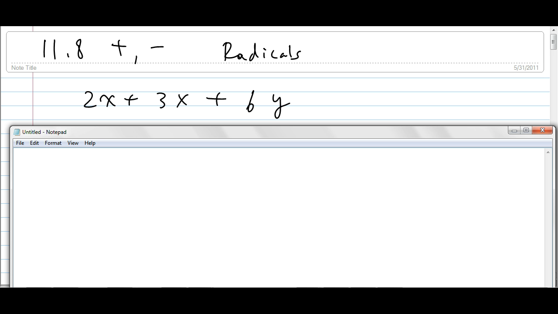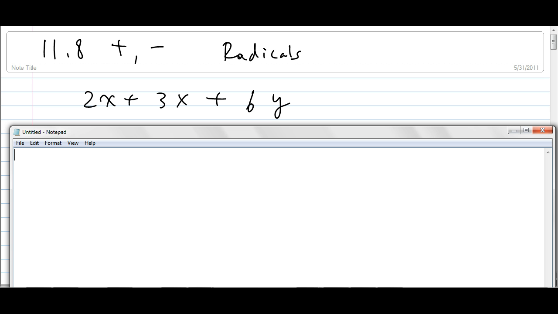Who can tell me what the answer is? Factor, what can you factor? You probably don't want to factor. Anybody know what to do? You just add the x's. Add the x's. What's the answer, Sherry? 5x plus 6y is correct.